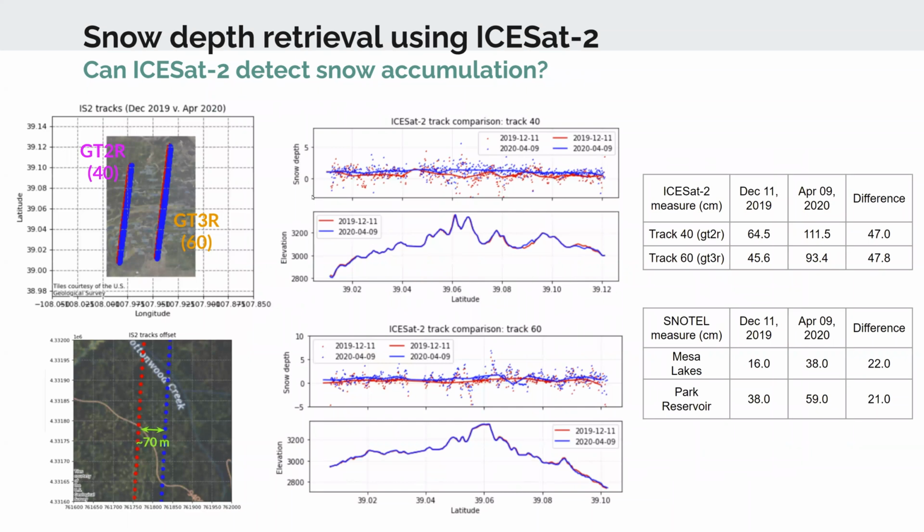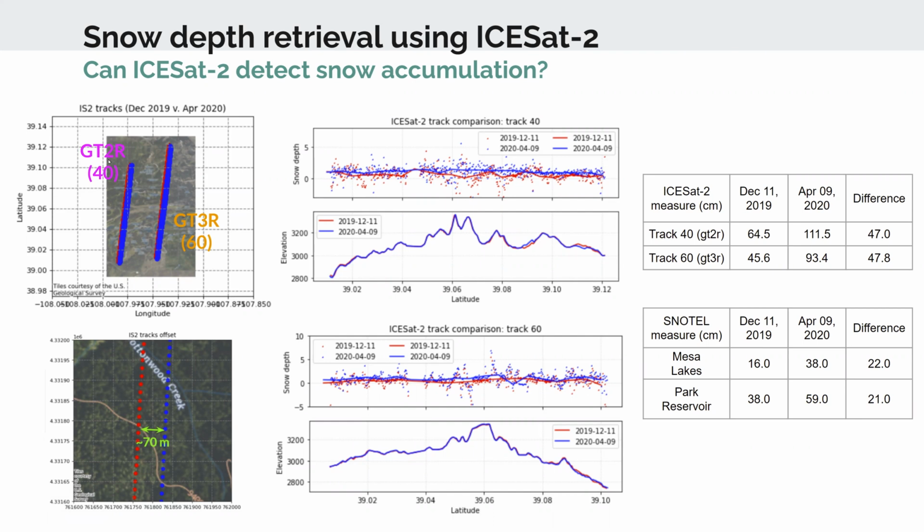And in addition to this, we also look at whether ICESat2 can really detect the snow accumulation by comparing two different days. And very fortunately, we can find two tracks. One is from December 2019, and another is from April 2020, and they are only 70 meters apart, which is very, very close. So we just compare the snow depth for these two tracks.